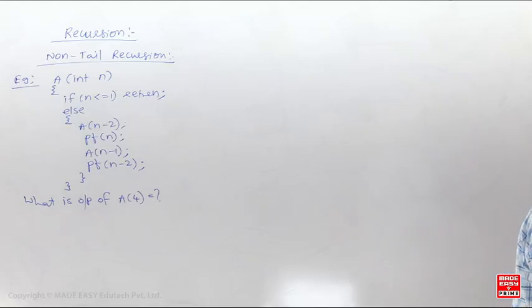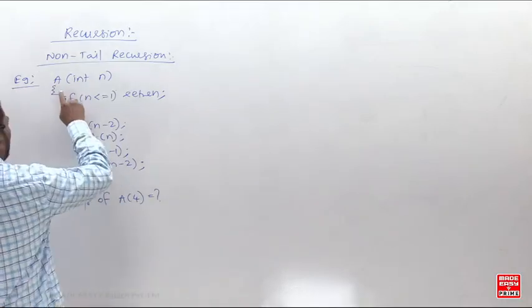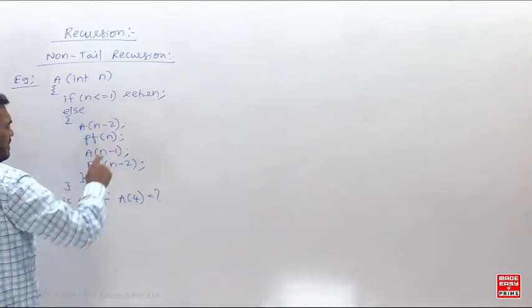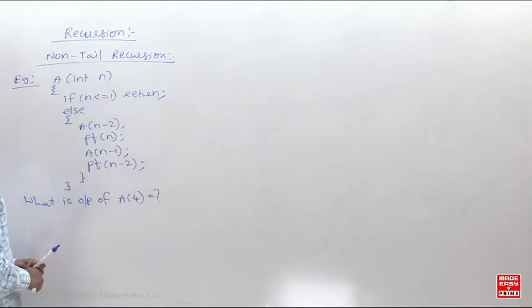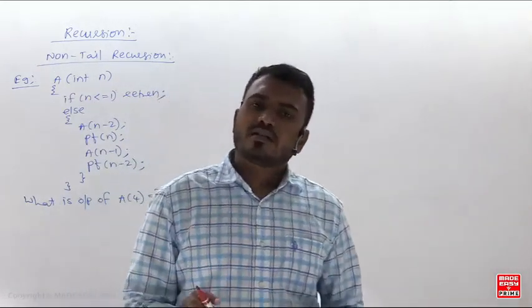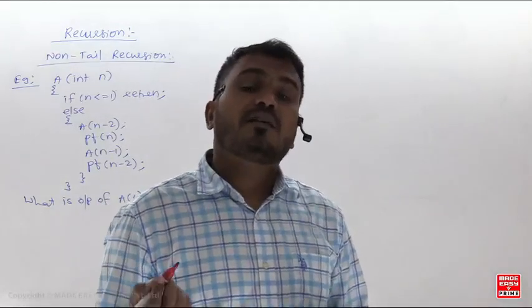So it's asking what is the output of A of 4. Okay, so how are you going to do this? Listen here. You are passing integer n; if n is less than or equal to 1, return. Remember, you need to solve this with the help of a stack only, because recursion means stack only. I told you. But with a stack it is confusing.